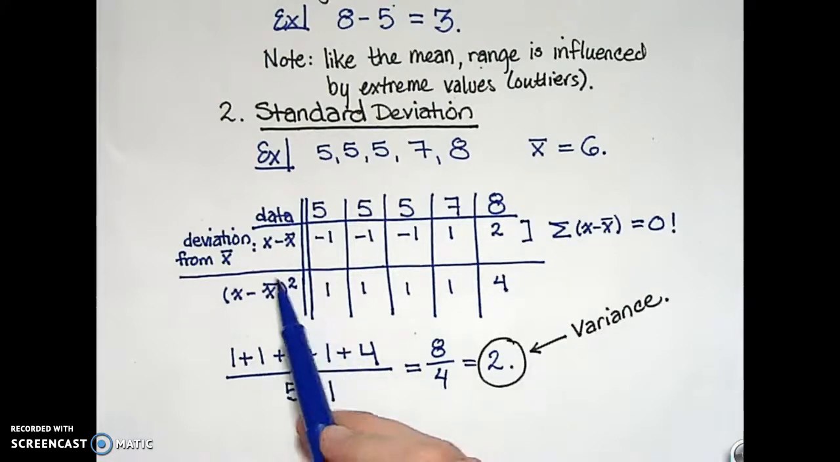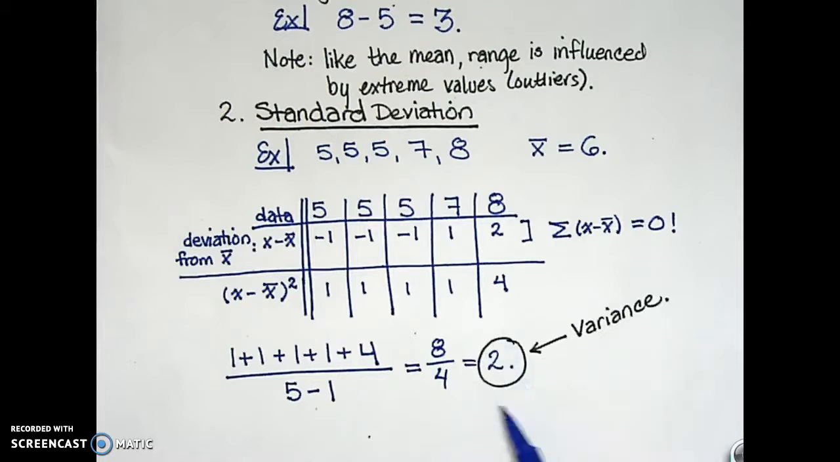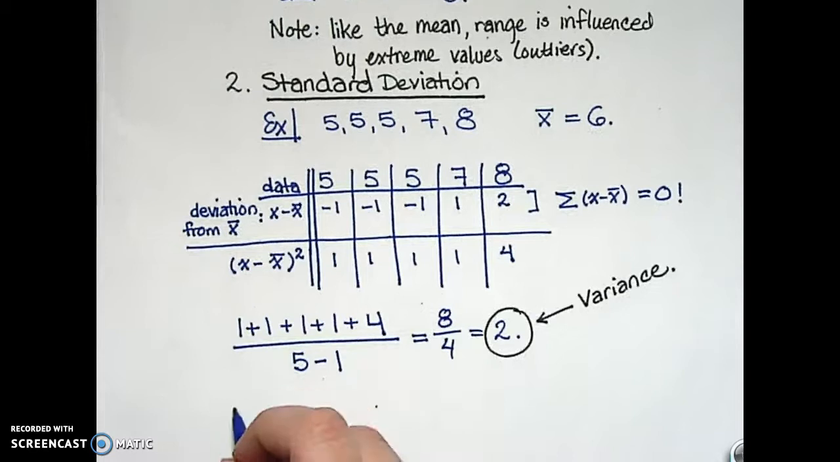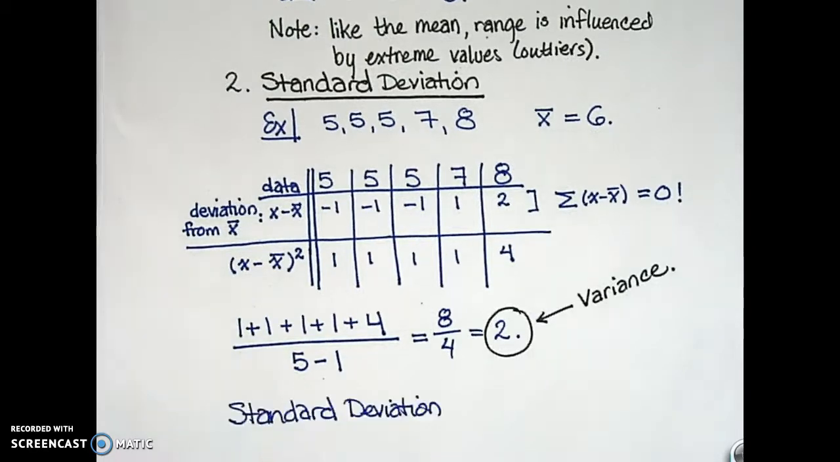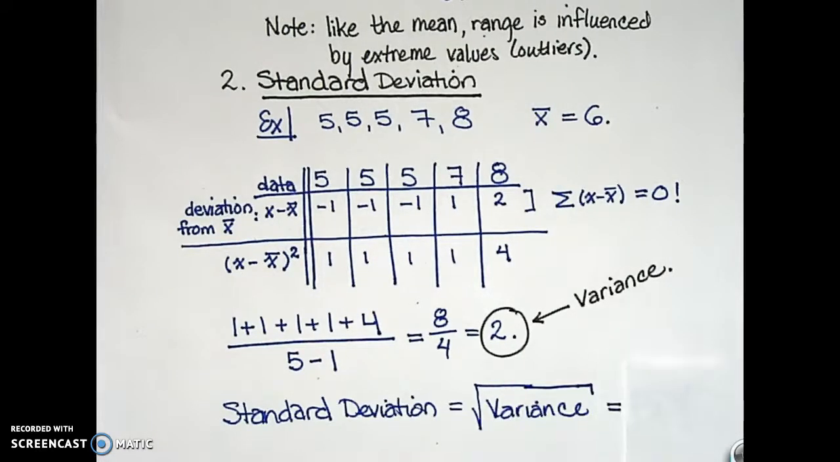Remember how we had squared all the deviations back up here? The standard deviation attempts to take that into account. And so what we're going to do is we're actually going to take this value, what we call the variance, and we're going to take the square root in an attempt to cancel out the squares we initially did. So the standard deviation is equal to the square root of the variance. In this specific problem then, it would be the square root of 2, which is approximately 1.41.